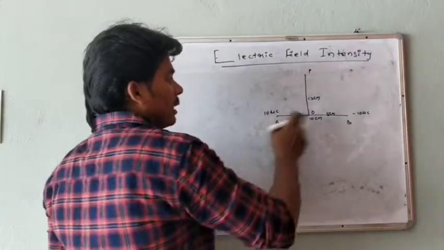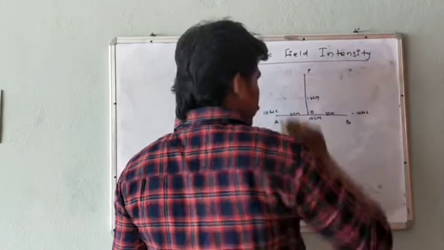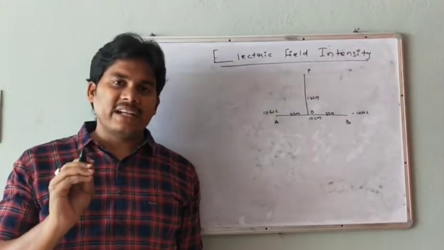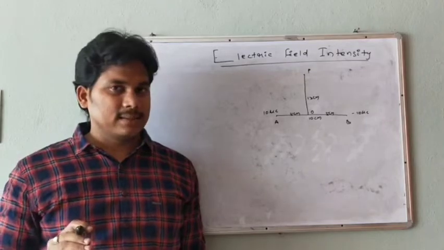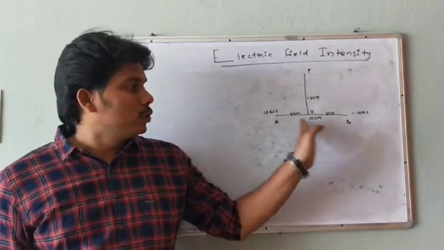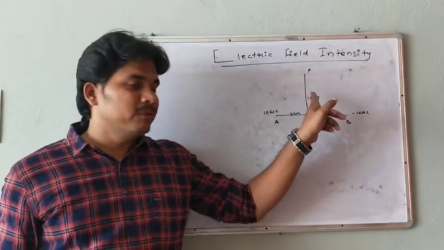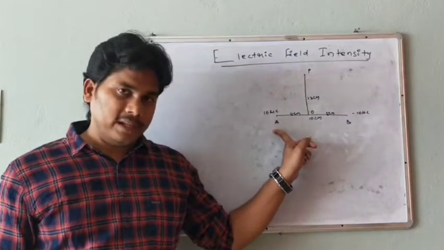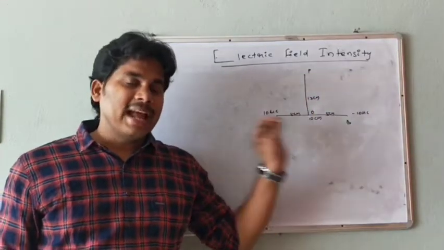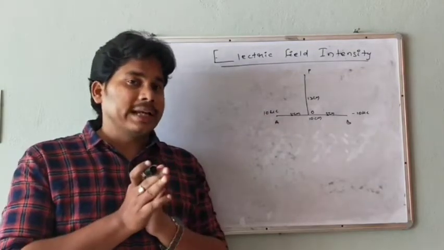If I name this point O, then we will find the electric field intensity at the point P. Remember, we find the electric field intensity for a source charge. That means we cannot find the electric field intensity for the two charges in a single shot. We have to find the electric field intensity due to point A, then due to point B, and then find the resultant intensity.